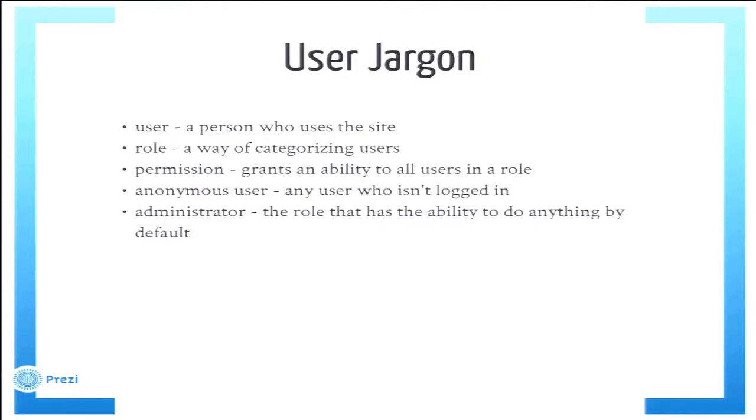You know, your admin who gets to do lots of stuff. And then there are two baked in roles. Anonymous user is any user who isn't logged in. Simple enough. An administrator is a role that has the ability to do anything by default.